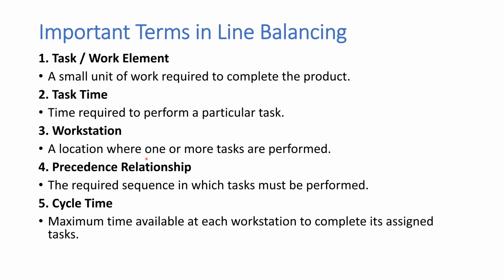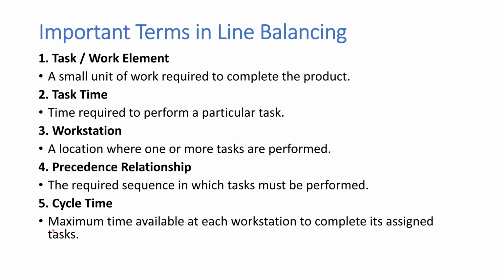Sometimes there will be lathe plus drilling machine plus grinding machines. So a workstation can be a single machine or a combination of machines. Precedence relationship means the required sequence in which tasks must be performed. For example, work 2 should be completed before 3 is started. Work B should be completed before work F is started. This kind of relationship is needed for drawing a precedence diagram or a network diagram. That is known as precedence relationship.